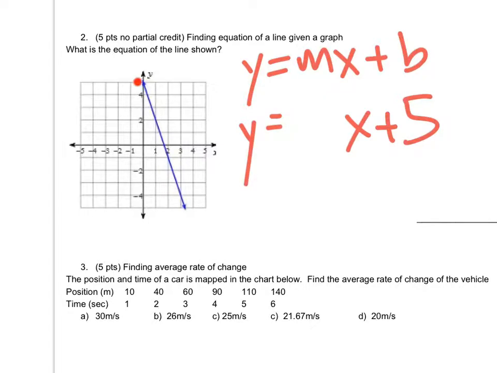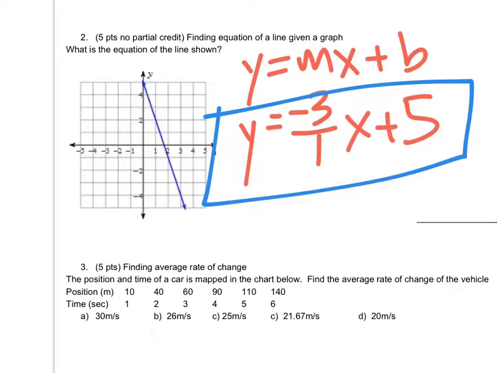What is the slope? I can see that if it's starting right here, it's going down 1, 2, 3, and then over 1. 1, 2, 3 over 1. So if the rise is going down, that's going to be negative. So it's going to be negative 3 or negative 3 over 1. Both work, and that is the answer.